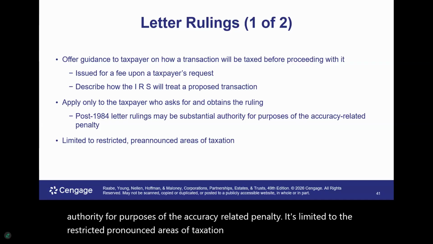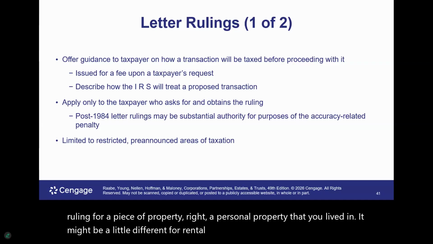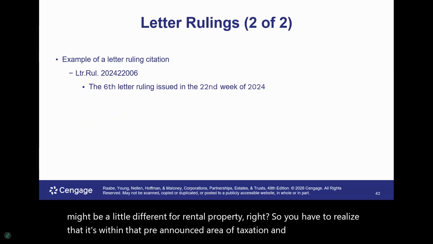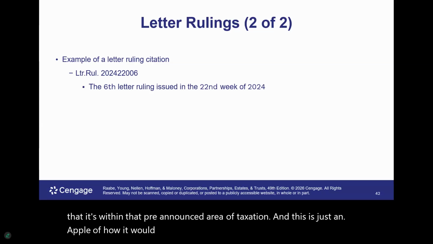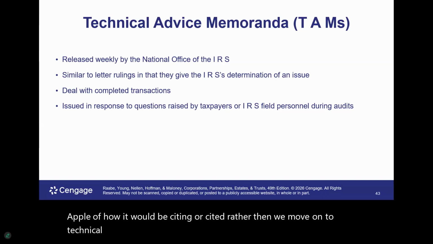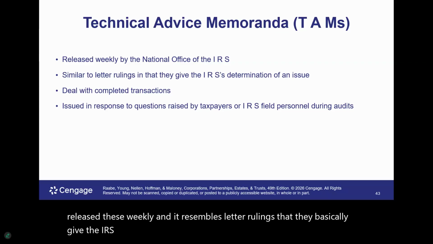So let's say you got a letter ruling for a piece of property, right? A personal property that you lived in. It might be a little different for rental property, right? So you have to realize that it's within that pre-announced area of taxation. And this is just an example of how it will be cited. Then we move on to technical advice memorandums. The National Office of the IRS releases these weekly, and they resemble letter rulings in that they give the IRS's determination of an issue.